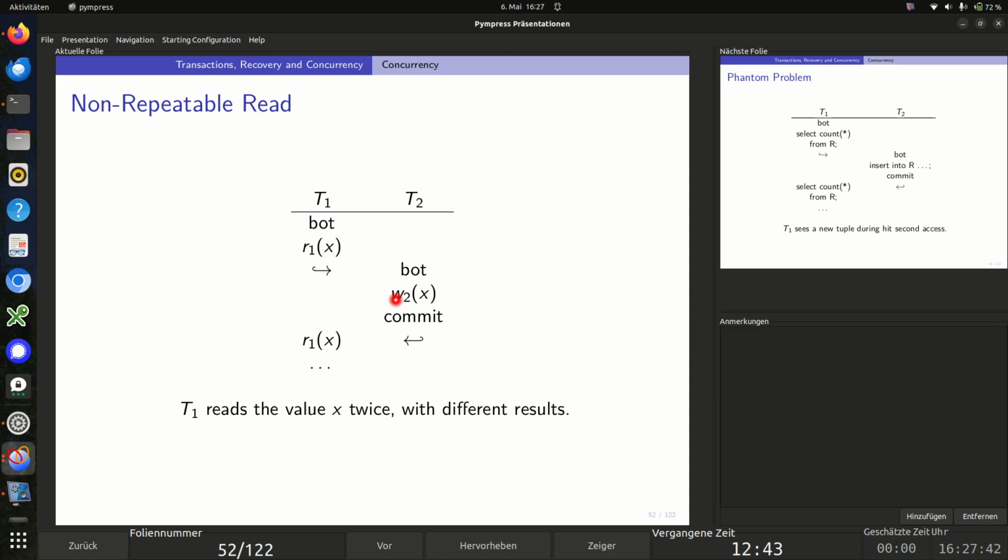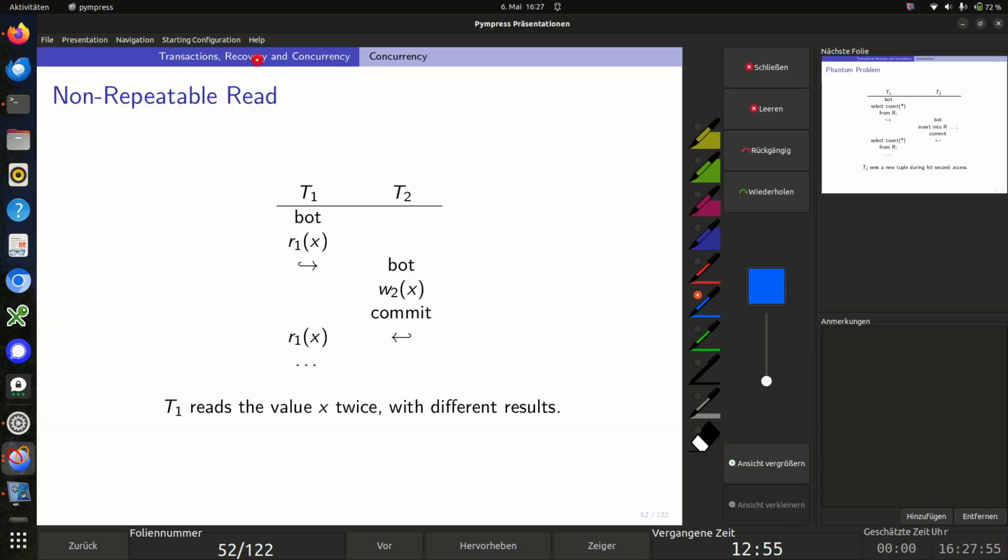And the idea is, I want to show you all the problems we have, then I want to show you the different schedules, and then how to deal with the schedules, and the idea at the end is locking. So non-repeatable read, if you want to avoid that, the idea is, if you want a repeatable read, this means locking.